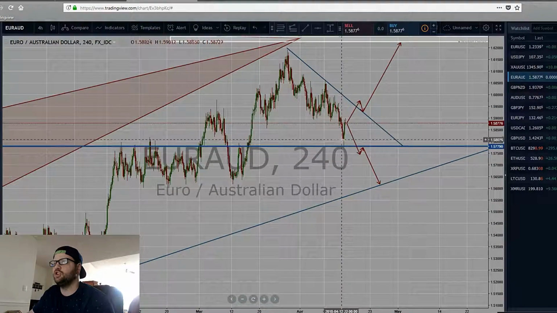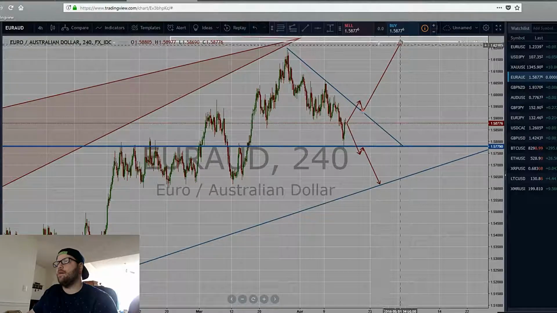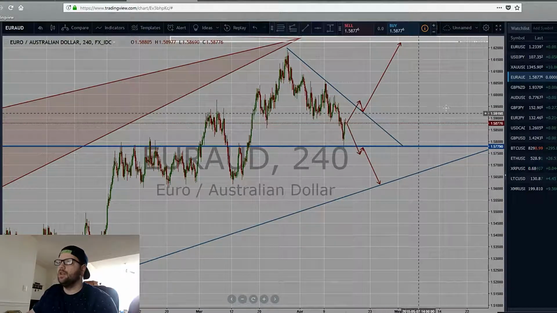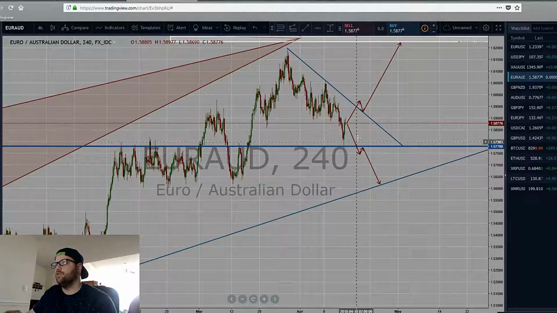I think that we should probably see a completion of the bat pattern on the weekly time frame, so I'm looking for this to go bullish myself, but I'm always open to the alternative of it going bearish.